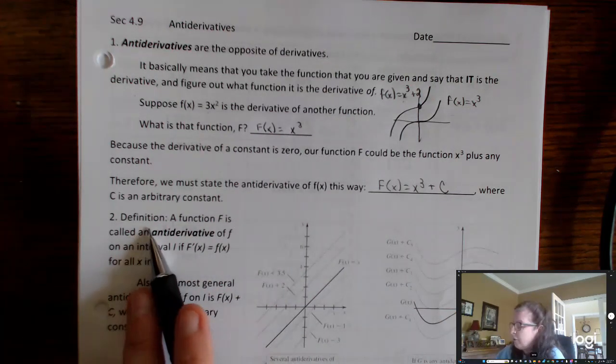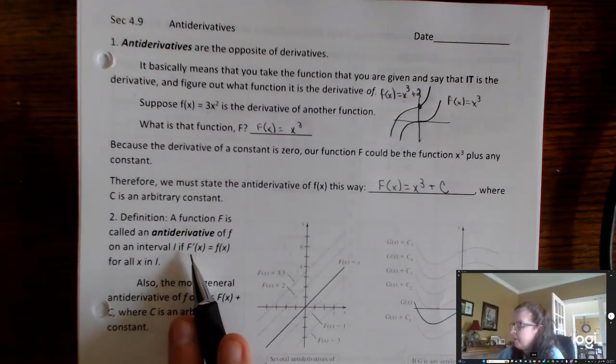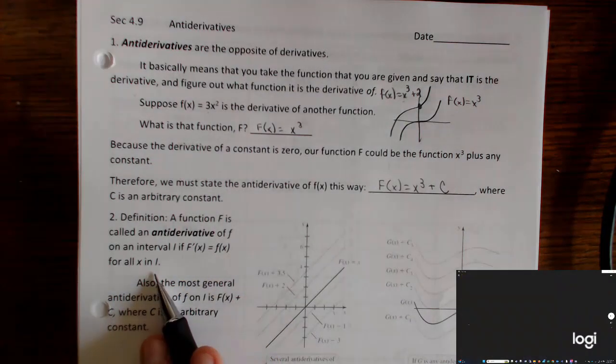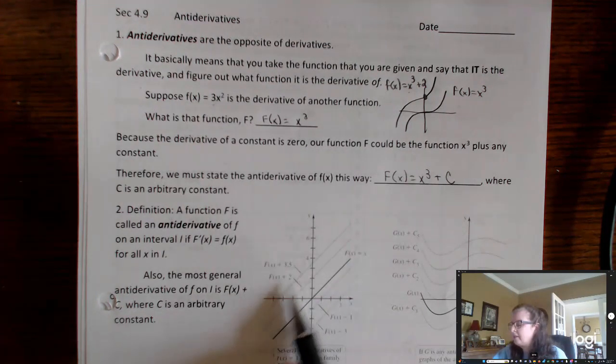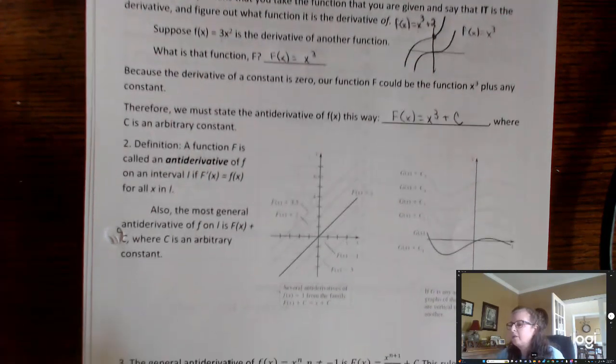All right. So a function F is called an antiderivative of f on an interval I if F prime of x equals f of x for all x in I. So the most general antiderivative of f on I is F of x plus c, where c is any arbitrary constant. So here you can see that this family of functions x plus c are all the derivatives of the same function. And same thing here.